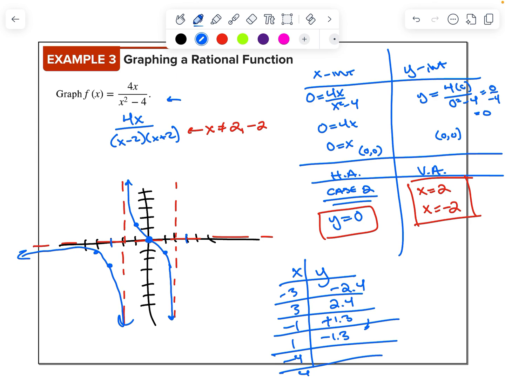And at positive 3, I had positive 2.4, which is up here. And again, if I plugged in a positive 4, I'm going to get something down here. And it's going to follow that rain gutter. And that's what my graph is going to look like. That was a lot of work for this graph. Like I said, hold on tight because we have a lot more to go.